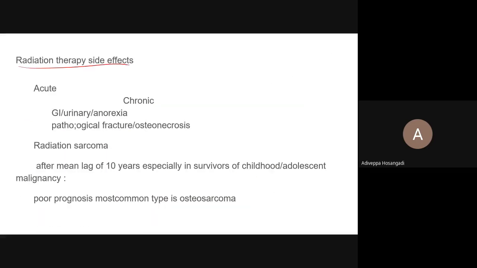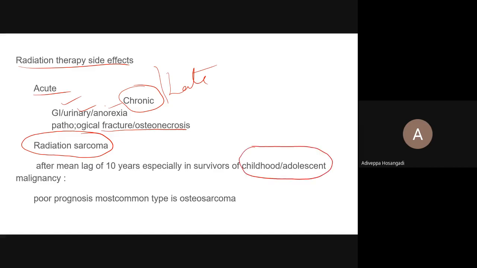So radiation therapy side effects I will just mention. Acute ones, of course, can be GI disturbance, urinary symptoms, anorexia, pathological fracture, and osteonecrosis. Most important chronic or late complication is radiation-induced sarcoma. Radiation-induced sarcoma generally occurs after 10 years of patient survival after the radiation. So when is this possible? Especially in childhood malignancy, like retinoblastoma and other childhood malignancies. If they are cured by radiation and survive beyond 10 years, there is a risk for radiation sarcoma. Please remember this. It has appeared in some questions also. So on average, with a lag of 10 years, survivors can develop something called radiation-induced sarcoma. It is most commonly osteosarcoma, and the prognosis is very, very poor.